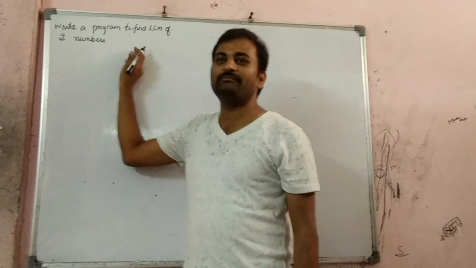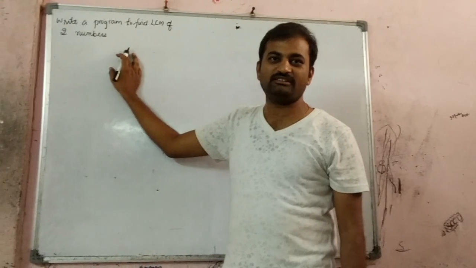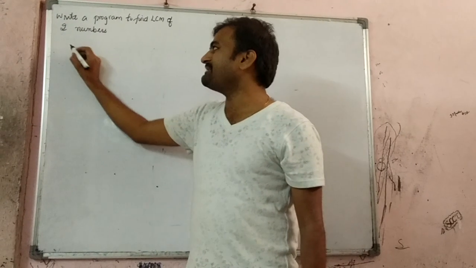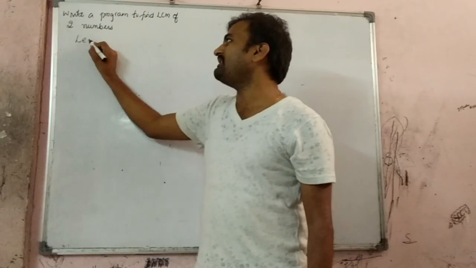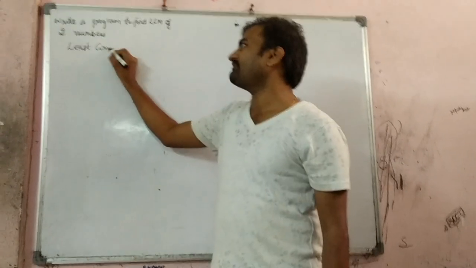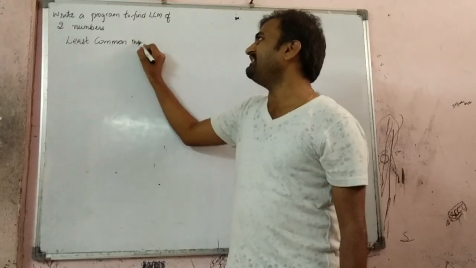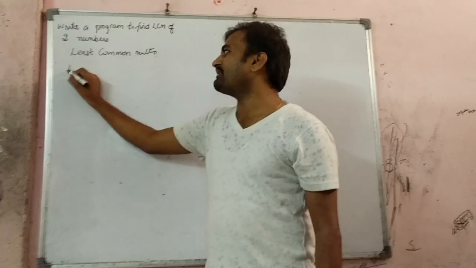So this is to find the LCM of two numbers. What is LCM? LCM is the least common multiple. We'll take an example now, like 4 and 6.